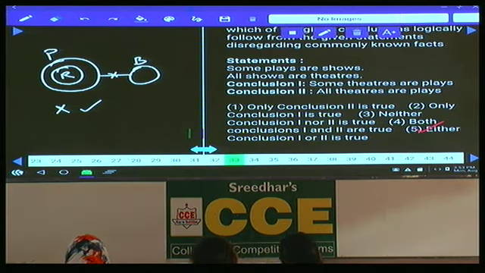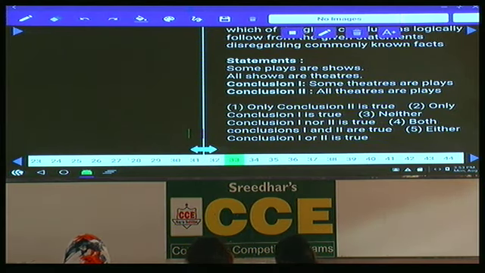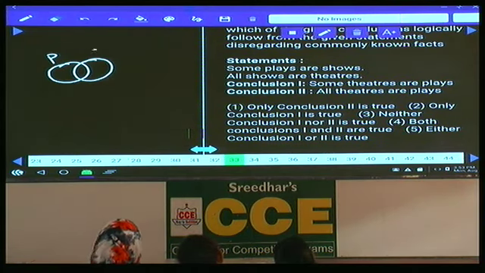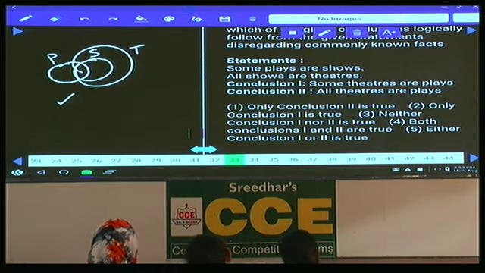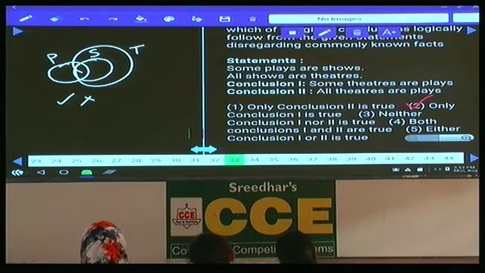32, choice 5. Then question number 33. Now in this 33, some places are shows, and all shows are theatres. Some theatres are places, definitely true. All theatres are places is false. And so only conclusion 1 is true, choice 2.